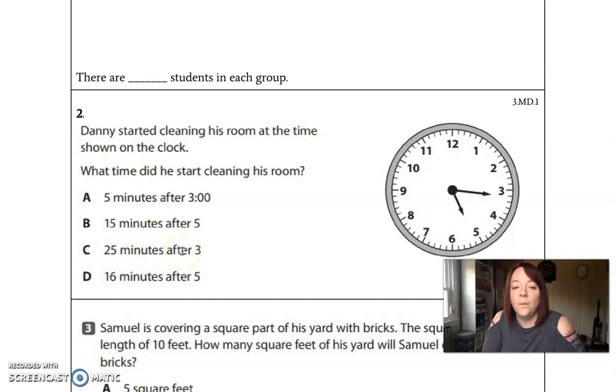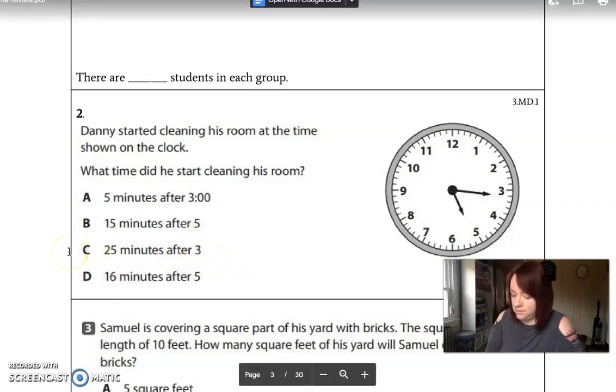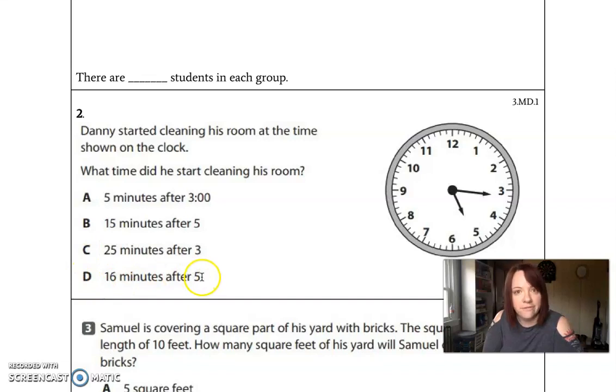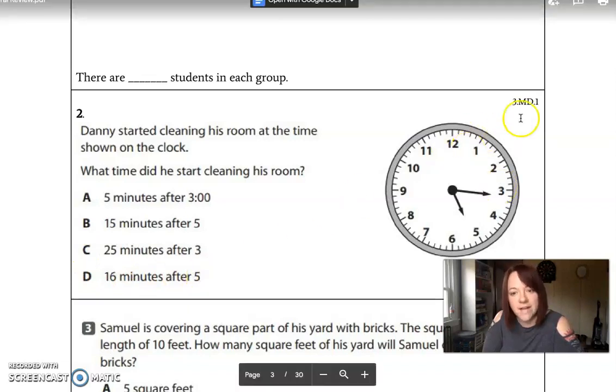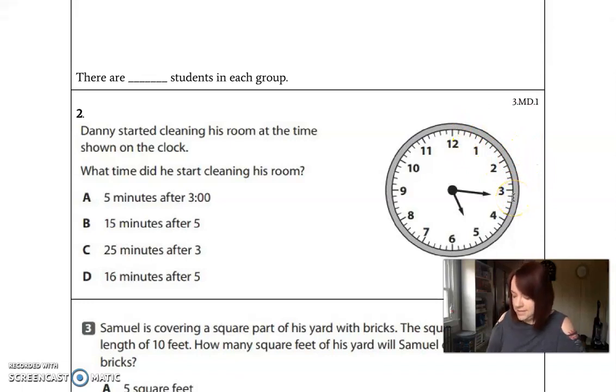25 minutes after 3. Well, we already said in the beginning that it's not 3 o'clock. So we know it can't be anything that has to be after 3. So that's wrong. Oh, let's look at D. 16 minutes after 5. Didn't we just say that it was 5, 10, 15, 16? We did. So D is your answer.